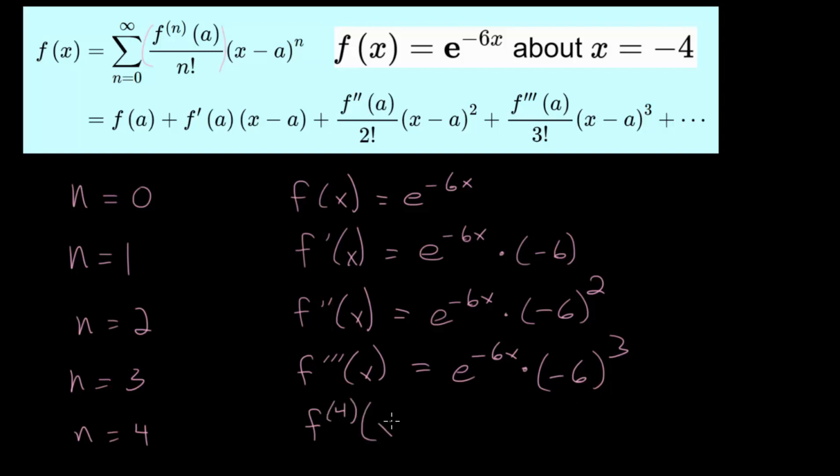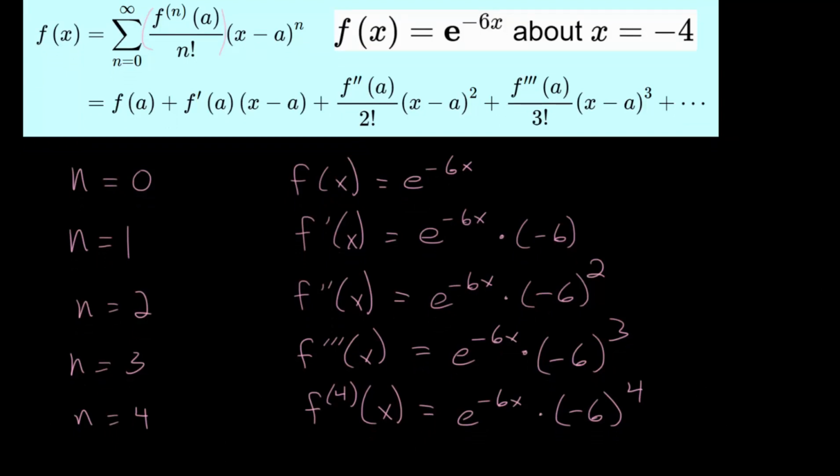We're taking the fourth derivative of x, and again we just rewrite the exponential function, and the derivative of the inner function again is -6. This -6 cubed carries along, so now we're multiplying -6 4 times. So we can generalize this. Let me just make a slight amount more room here.